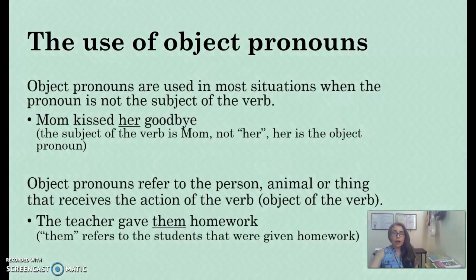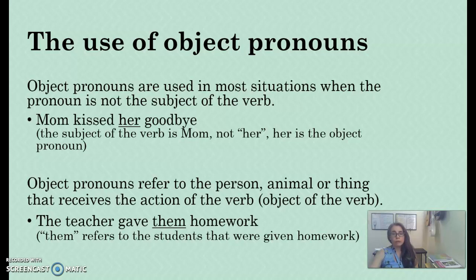Object pronouns are used in most situations when the pronoun is not the subject of the verb. For example, Mom kissed her goodbye. The subject of the verb is mom, not her. Her is the object pronoun.